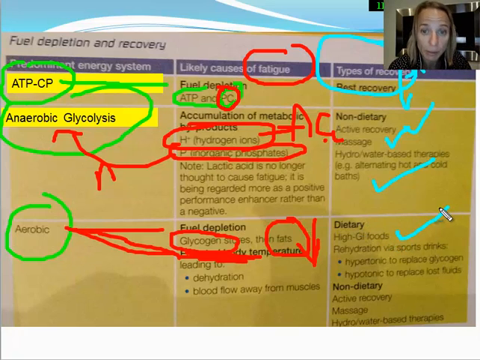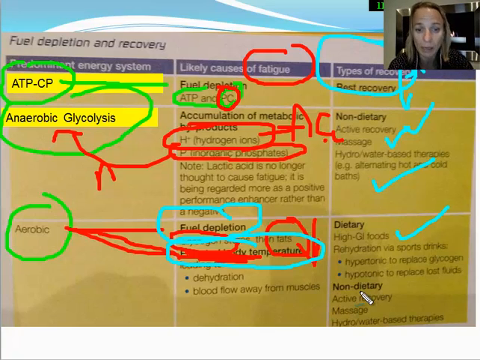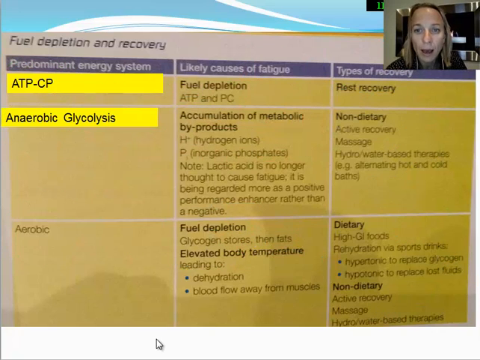For the aerobic system, because fuel depletion is the major fatigue factor, along with body temperature, having enough fluids, getting some sports drink into you, or having some gels to replace carbohydrates, as well as the sodium and potassium. Of course, active recovery is better. Massage is also great, as well as water. So this is a great table. I'll get rid of all my marks for you to see each of the three energy systems, the fatigue and the recovery.